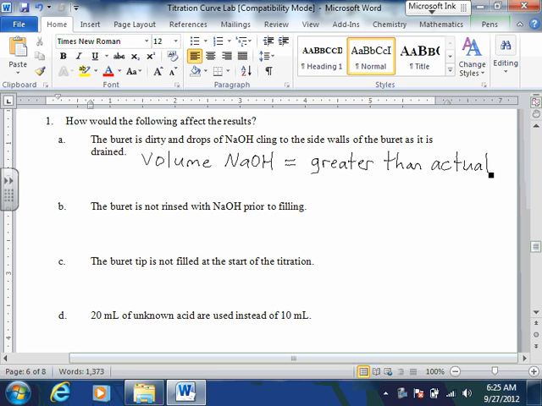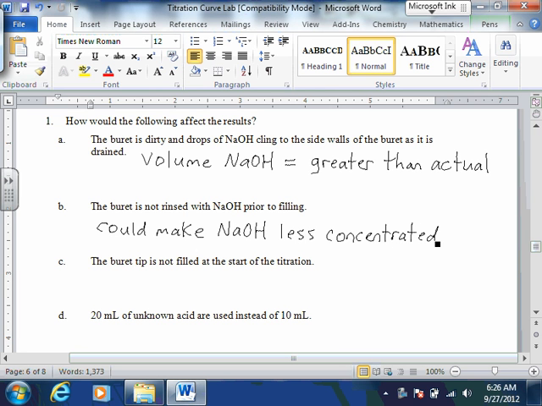Let's say that we've got some water in there, okay? Maybe just a little bit of water in the burette and we didn't rinse it with the NaOH first. That might make, again, this is not the answer to the question, these are just your hints on these. Okay, it could make the NaOH less concentrated, okay? Because if there's some water in there, then when we add the NaOH, we're essentially diluting it a little bit with the water. So that's why you need to rinse it with the NaOH first.